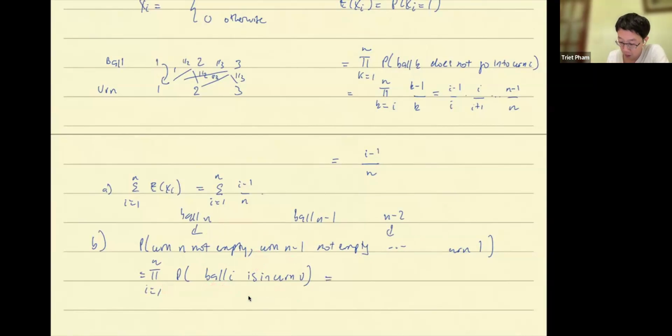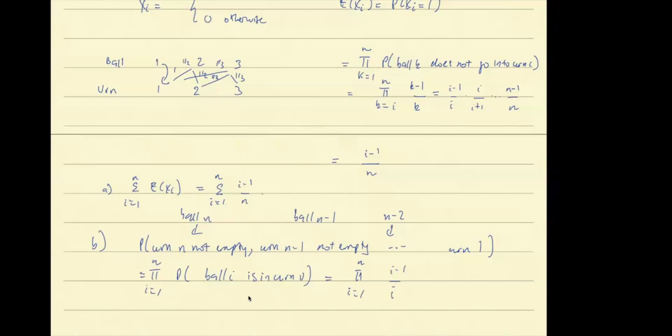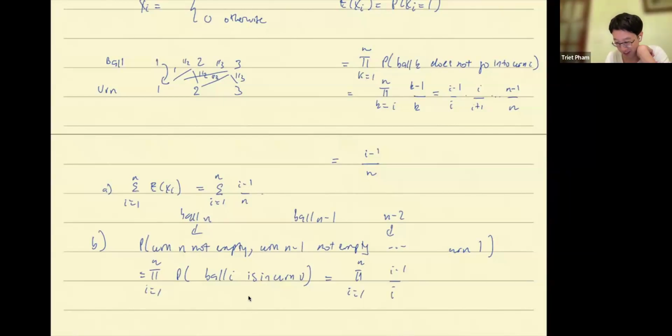But then this will be what? The product, and ball i is in urn i with what kind of probability? i minus 1 over i? Wait, am I right? Shouldn't it be 1 over i? Yeah, because otherwise we get zero. Thank you, sorry. So it's actually 1 over n factorial.